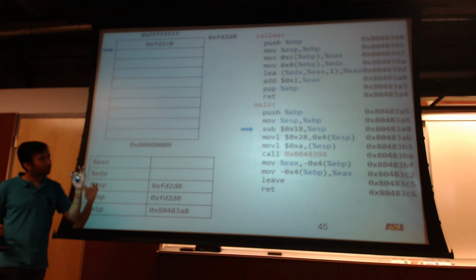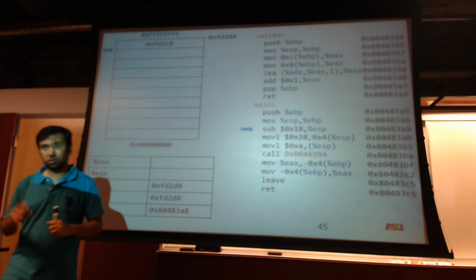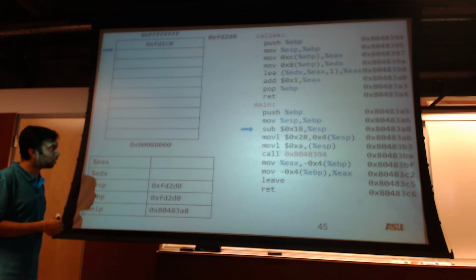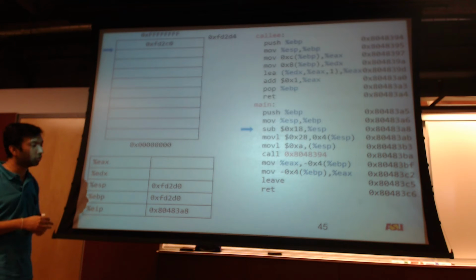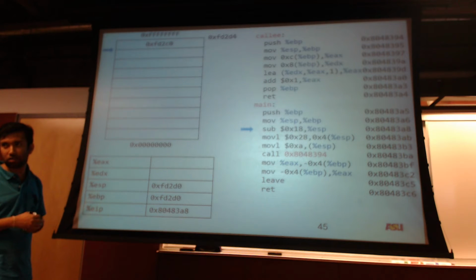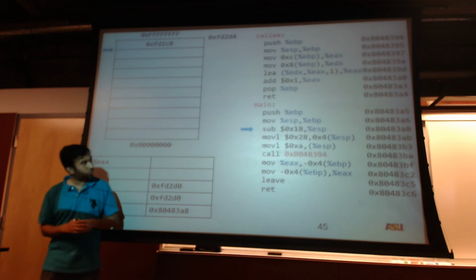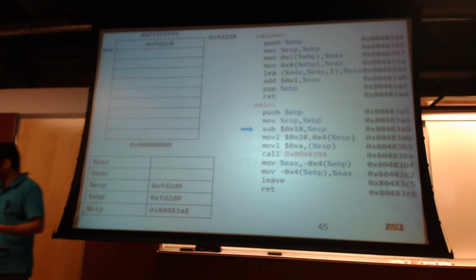Now the next code for main is calling the callee function, right? Since it's calling the callee function, it has to move the arguments in reverse order into the stack. So it already created space, and once it does create space, the stack pointer becomes FD2B8.